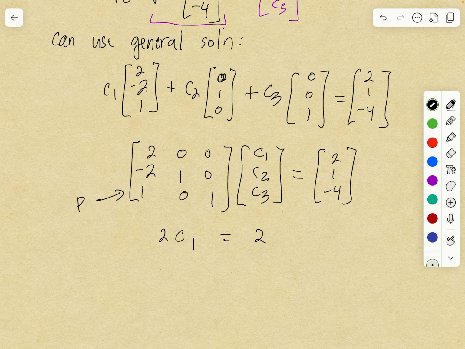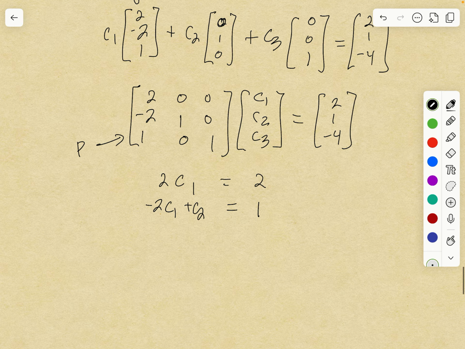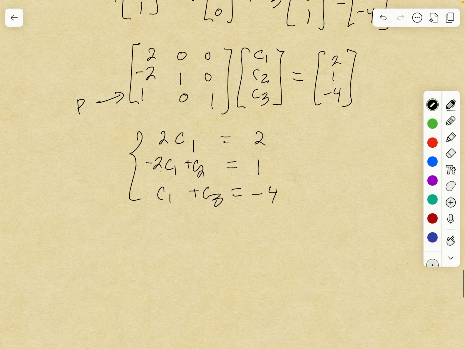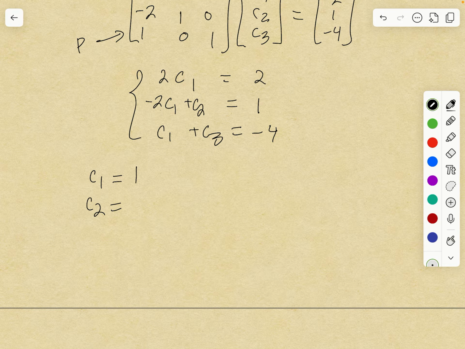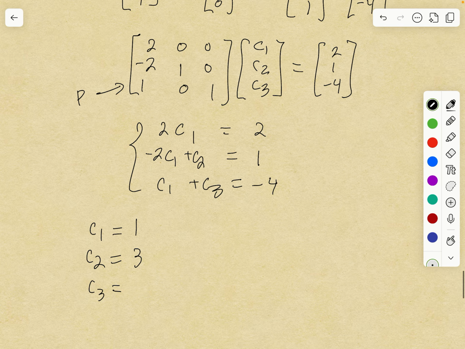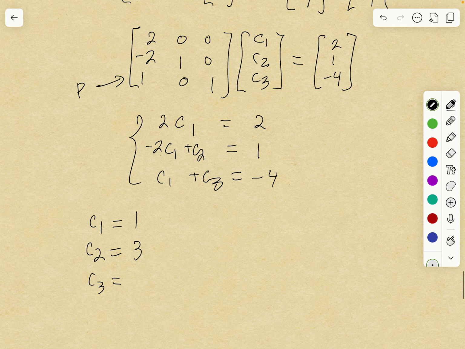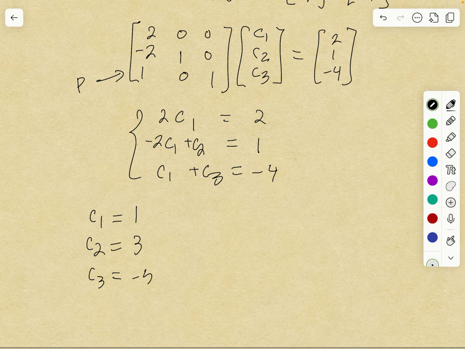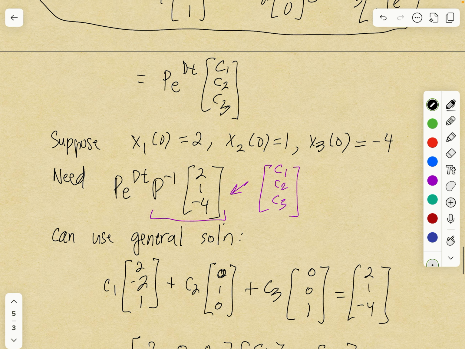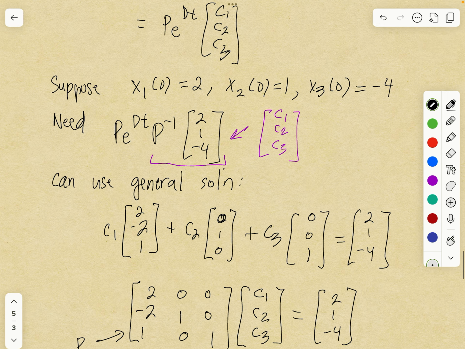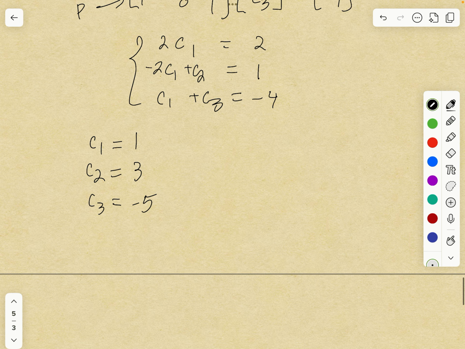It's 2c1 equals 2, negative 2c1 plus c2 equals 1, and c1 plus c3 equals negative 4. So we have to solve this system. The first equation tells you that c1 is 1. The second equation tells you that c2 is 3. And the third equation tells you that c3... did I write down the right thing? Hold on. c3 is negative 5. I hope I wrote down the correct eigenvectors. Well, let's assume that the arithmetic is correct. So that gives me 1, 3, and negative 5.